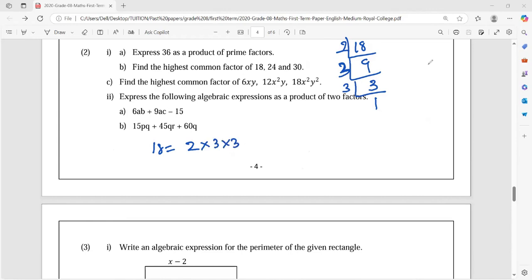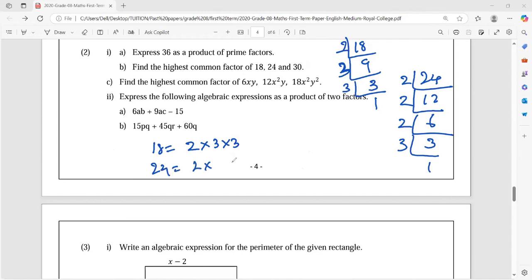And then let's go with 24. Divided by 2 is 12. Divided by 2 is 6. Divided by 2 is 3. Divided by 3 is 1. Then 24 is equal to 2 into 2 into 2 into 3.